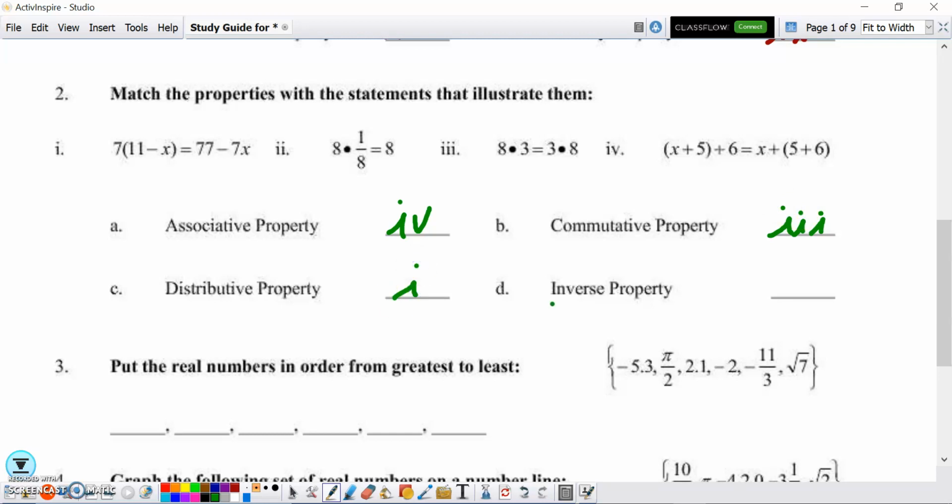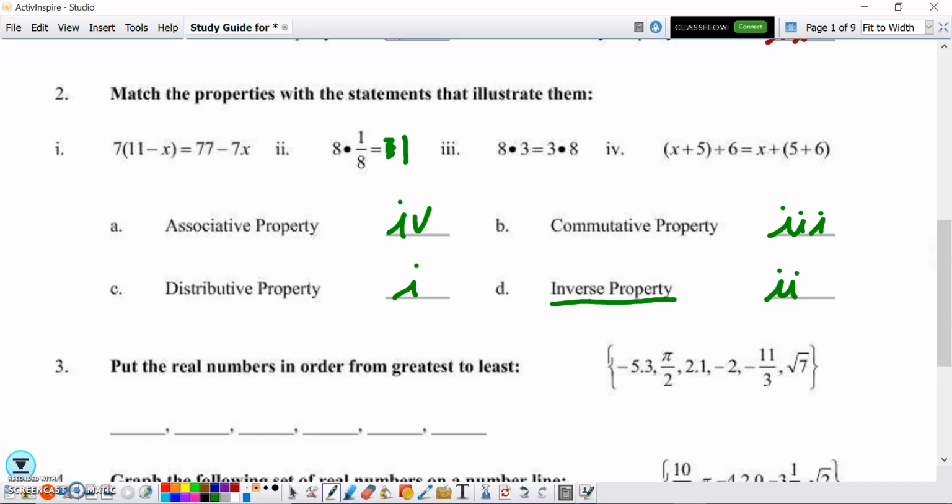And the inverse property, now I noticed that this is not correct. So it should be 8 times 1/8 is 1, not 8. So the inverse property is where you multiply by a number and you get the identity back.